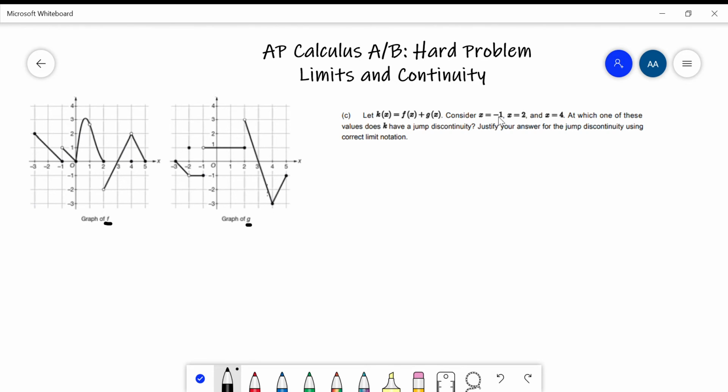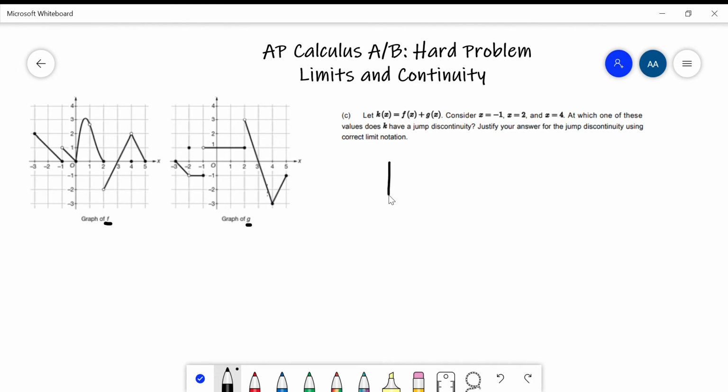Consider x equals -1, x equals 2, and x equals 4. At each of these points we can notice some things. Let's go to the graph of f. If you can see my cursor, x equals -1 is right here, then x equals 2, and x equals 4. At which one of these does k have a jump discontinuity? Justify your answer for the jump discontinuity using the correct limit notation.